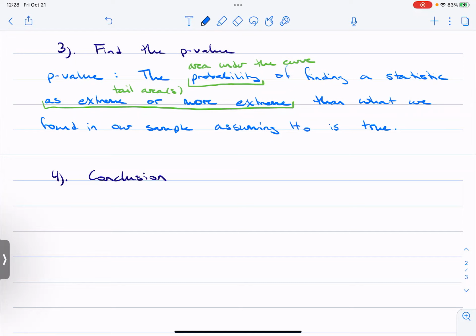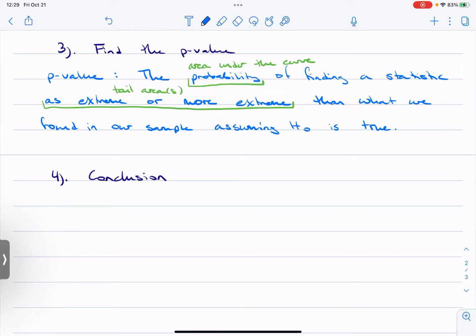So if the probability of finding something as extreme or more extreme than what we saw is small, and that was assuming the null hypothesis is true, then that's going to tell me that, okay, well, that's evidence against the null hypothesis, right? If the null hypothesis was correct, then the probability of seeing what I saw should have just happened naturally. It shouldn't be a rare occurrence, right?